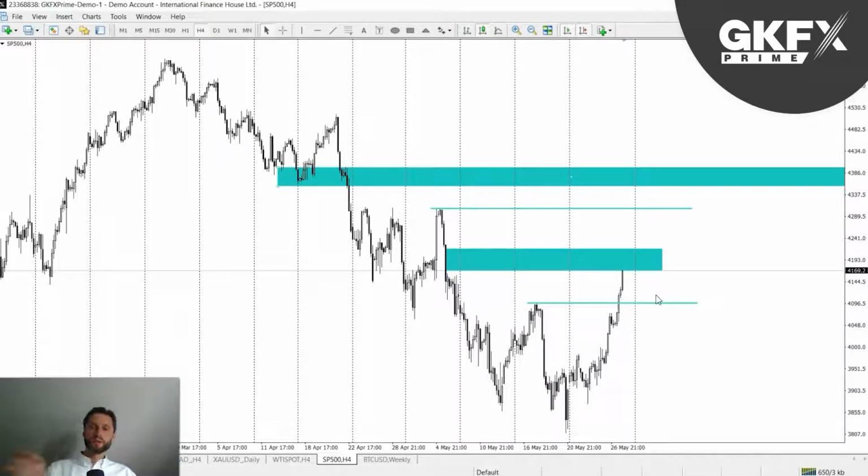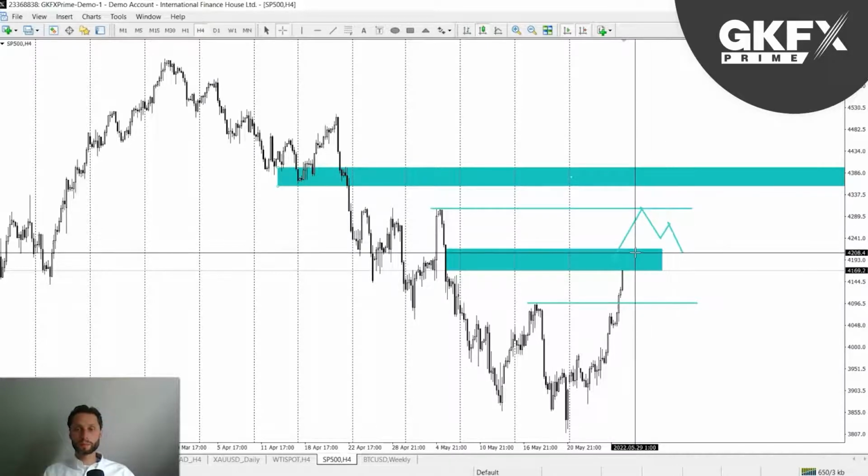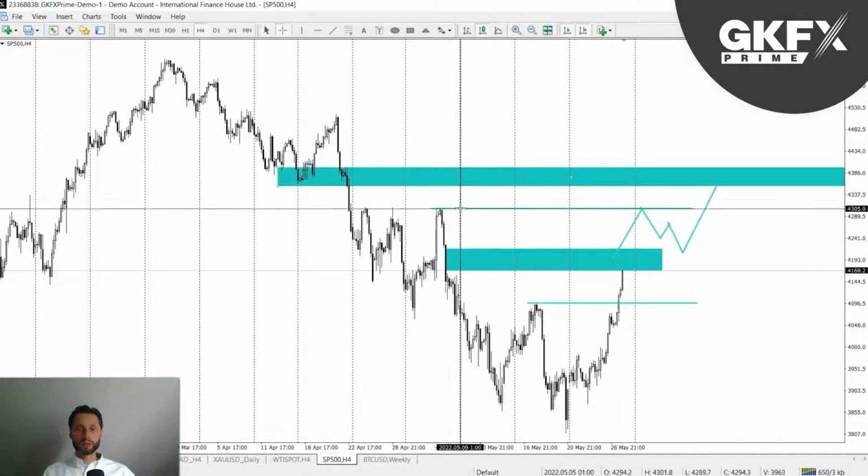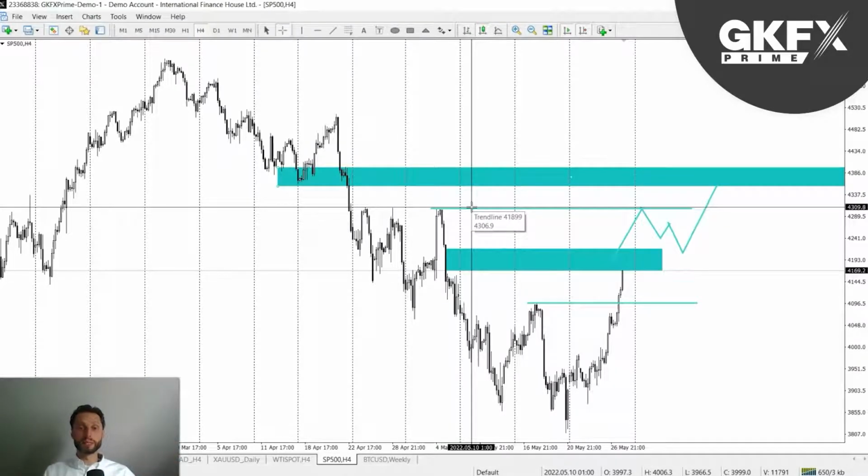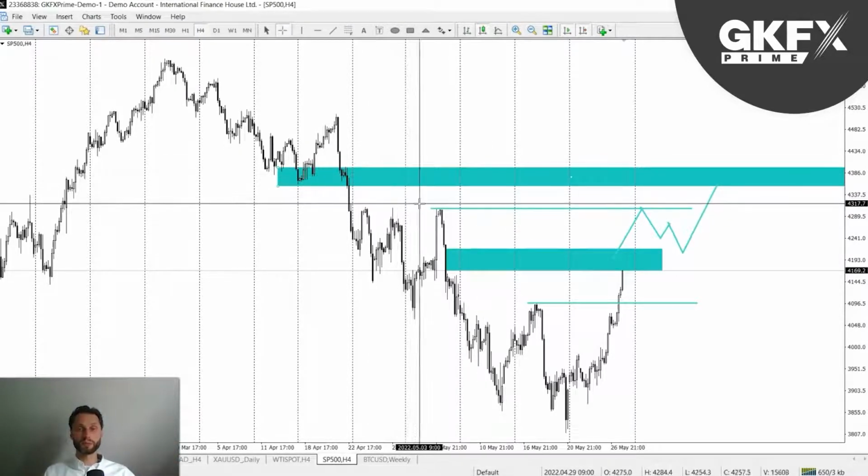Okay, so how do we approach this? Well, what I'd like to happen is, ideally, in terms of a high probability setup, we want to see the market break really as high as possible, break right into these levels, and then come down somewhere lower back into this zone before placing a buy, creating a higher probability scenario for the market to come up into this level.